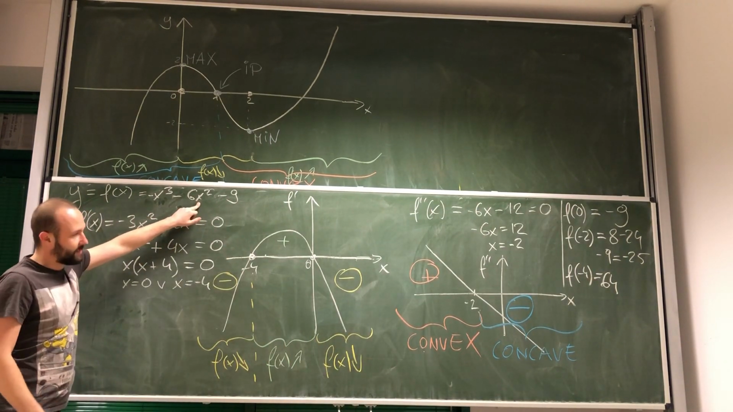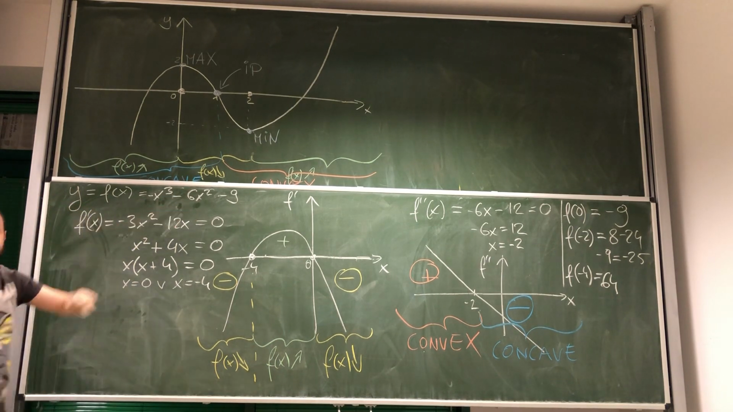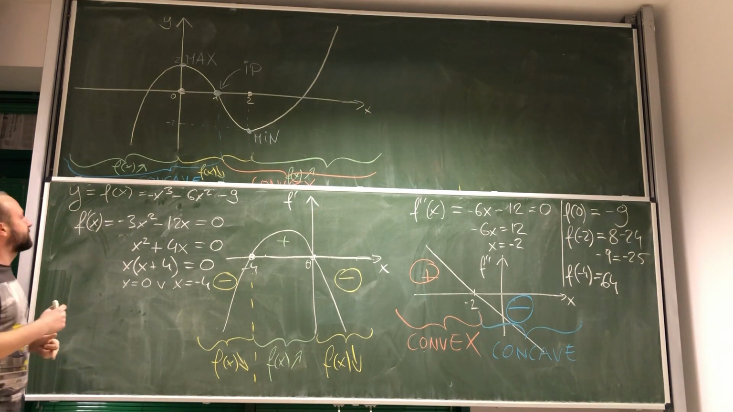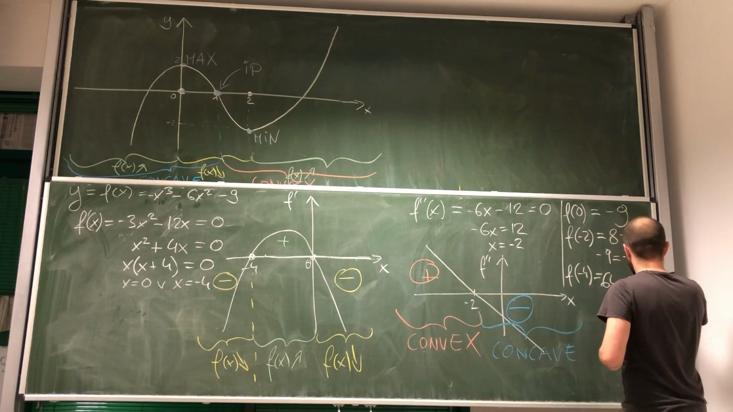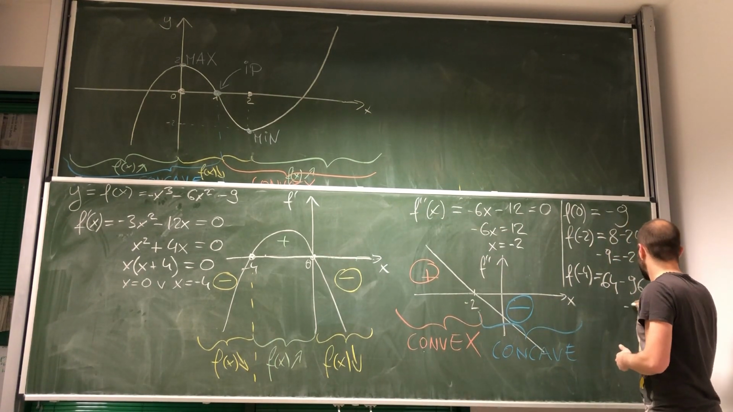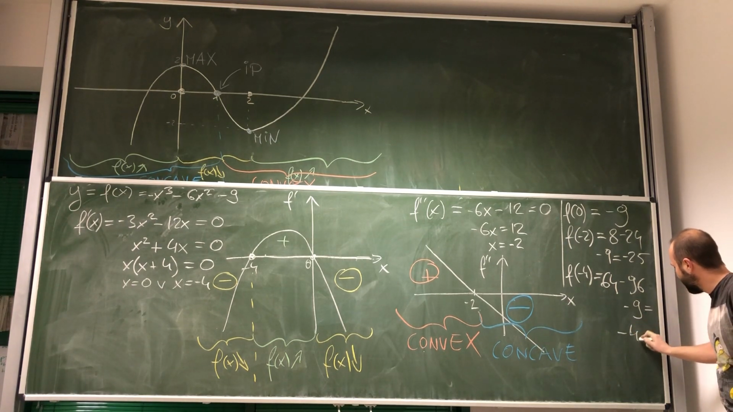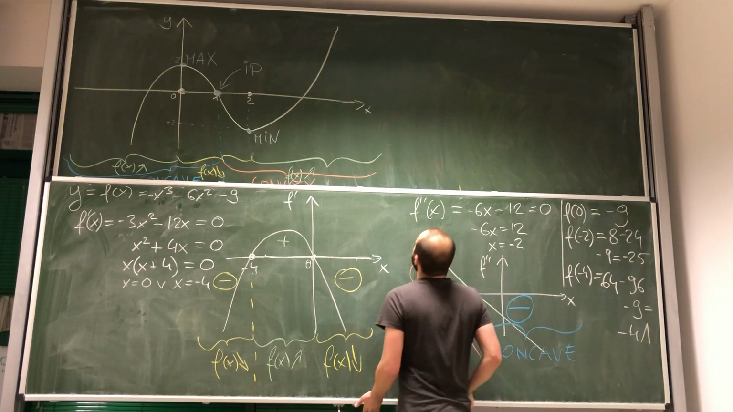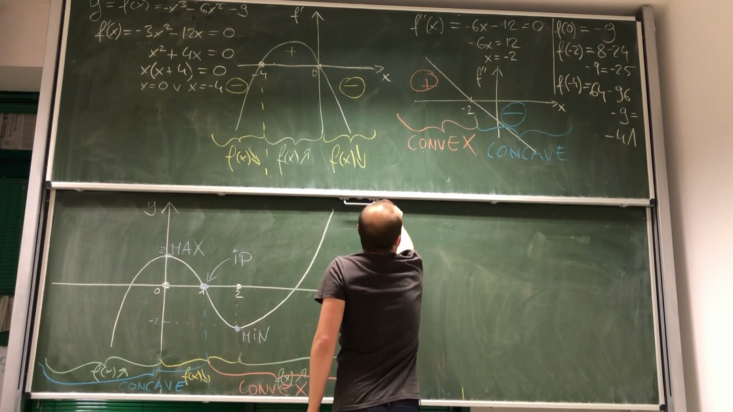Then we've got 16 times negative 6, which is negative 96, and minus 9. Okay, so out of this we get negative 32. Negative 32 minus 9 is negative 41. Okay, so now let's put all those points on the graph.